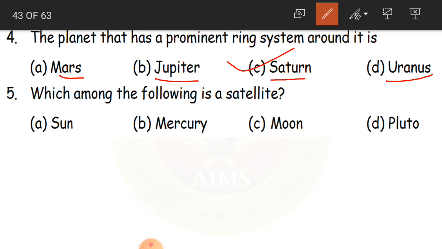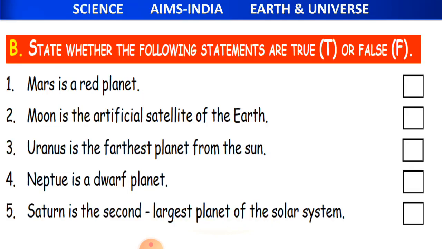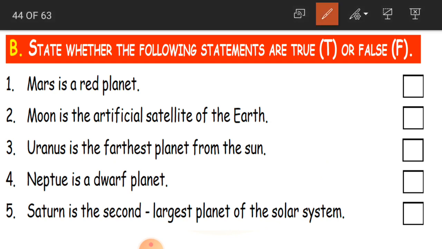Now the fifth one, which among the following is a satellite? Sun, Mercury, Moon or Pluto? So here Moon is the satellite. Clear children? Now second section here, state whether the following statements are true or false. Okay, now the first one is Mars is a red planet.